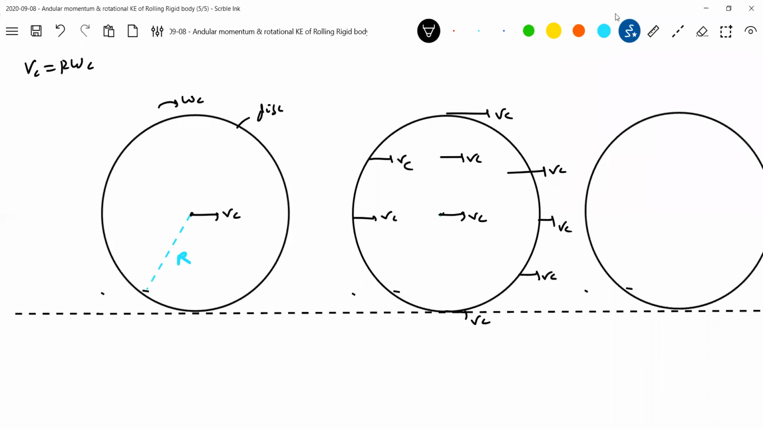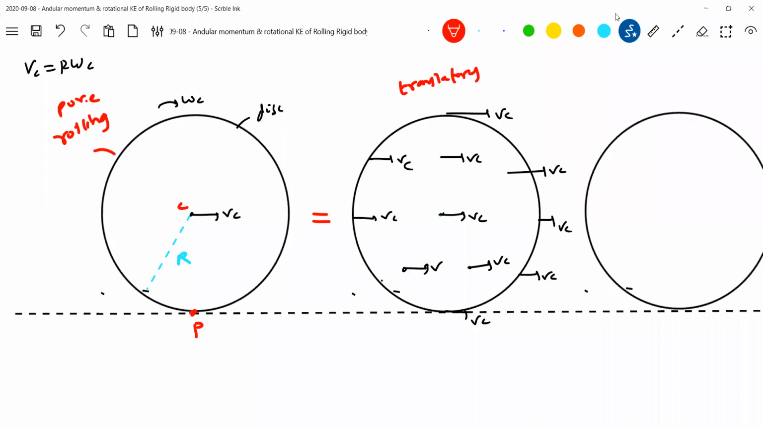So what is the primary question? How to calculate the velocity of any point on a rigid body? There's a point P, there's a center of mass. There's a rolling disk, having pure rolling. Then this is only translatory motion.